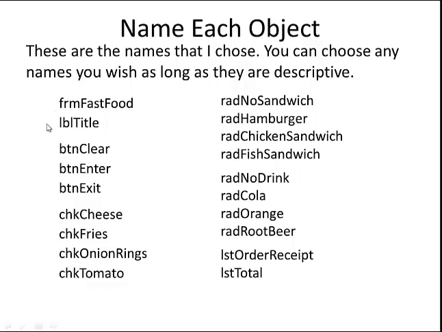LBL title, that's going to be used for the title at the top of the screen. BTN clear, BTN enter, BTN exit. Those are my 3 buttons. CHK, these are for the check boxes. RAD, these are for the radio buttons. I have the radio button for no sandwich, hamburger, chicken sandwich, and fish sandwich. I have radio buttons for no drink, cola, orange, and root beer. Finally, I have my list boxes, LST. List box for the order receipt and list box for total.